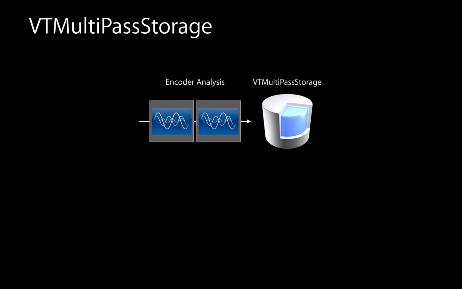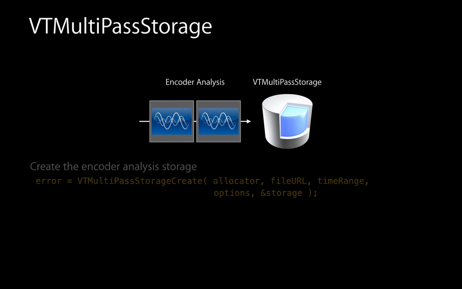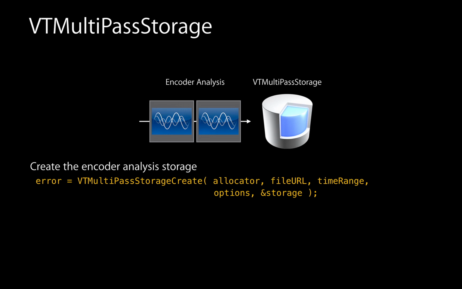So first off, let's go over what the VT multipass storage is. So this is the encoder analysis. This is a pretty simple API. First, you create the storage, and then you close the file once you're finished. So that's all the API that you need to use. The data that's stored in this is private to the encoder, and you don't have to worry about it.